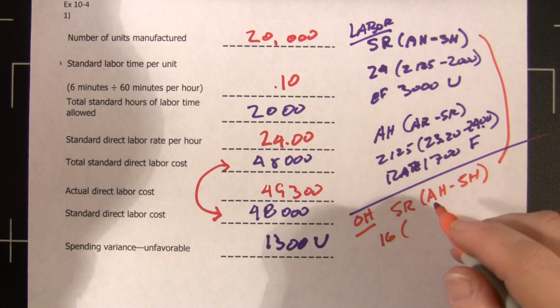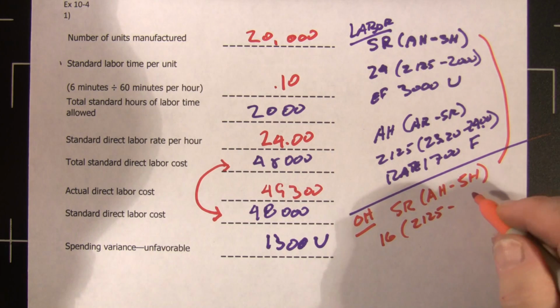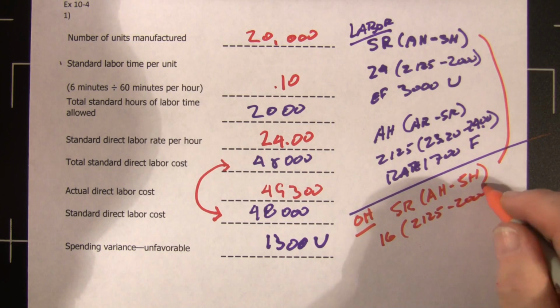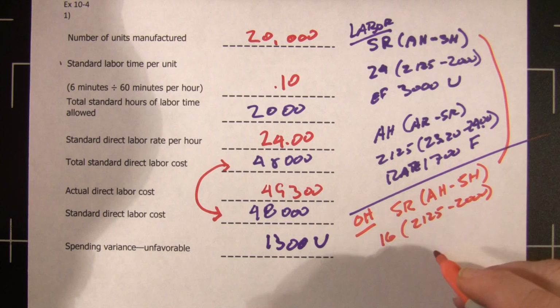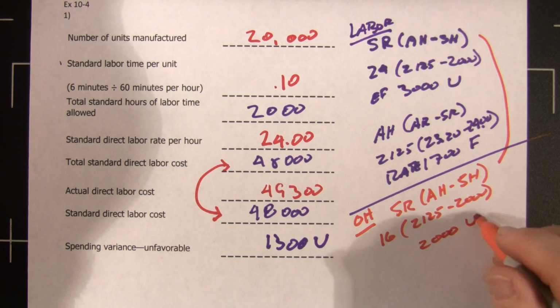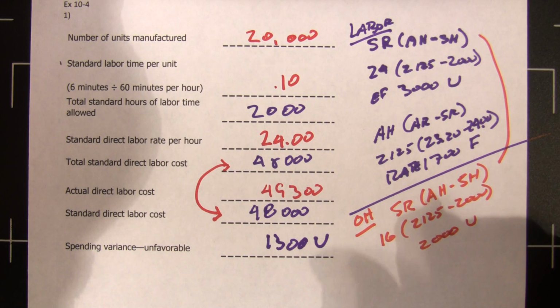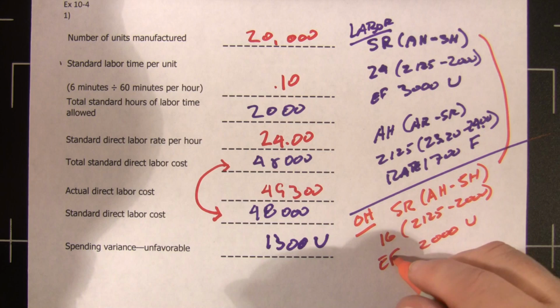Okay. So our standard rate is $16. Our actual hours were 2,125. Our standard hours would have been 2,000. So 16 times 125 gives us a $2,000 unfavorable efficiency variance, excuse me.